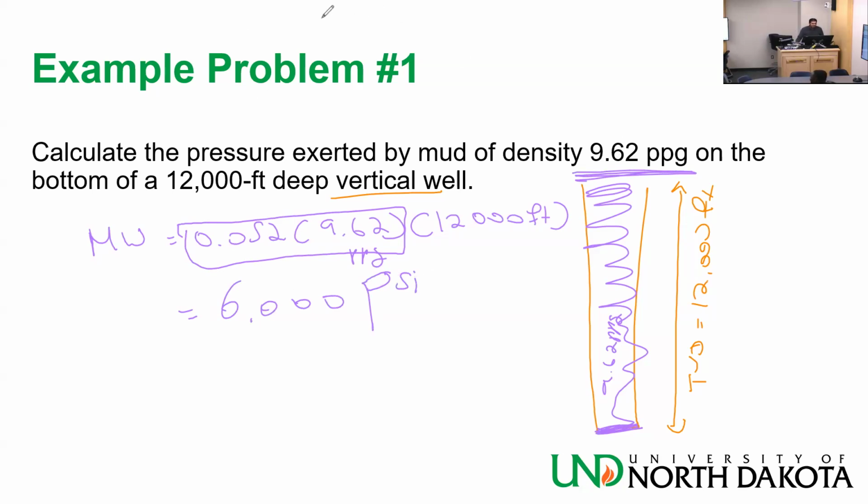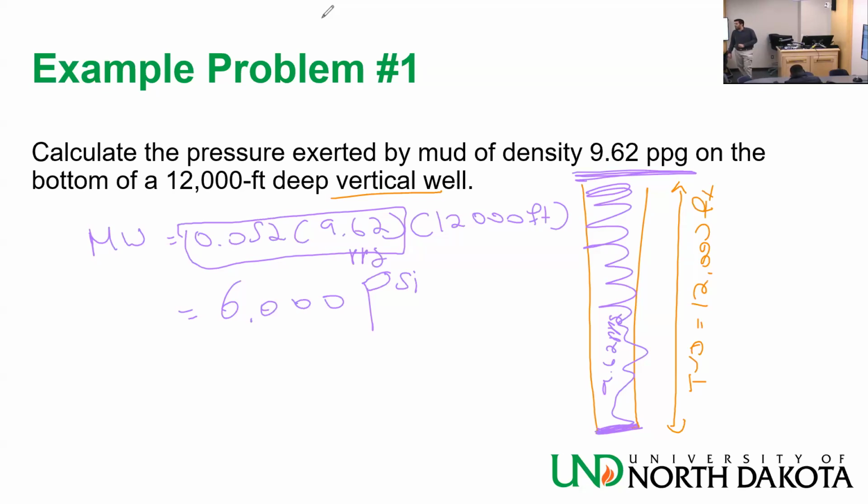So I need to take 0.052 times 9.62 and then times the TVD. If those two make 0.5, I just need to halve 12,000 and I get that. Now it's good to have this rule of thumb in your head because you know if your answer makes sense or not. So if it was 10, I will know that it should be weighing more than half the TVD.